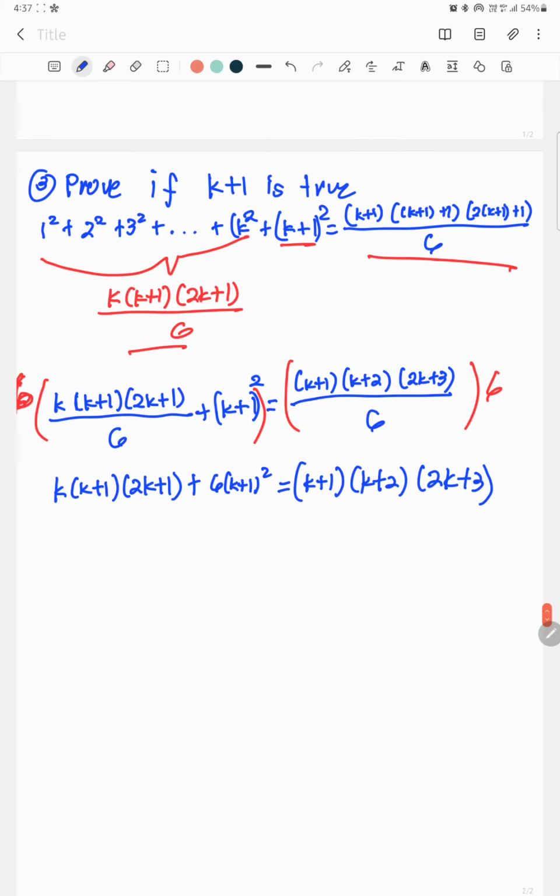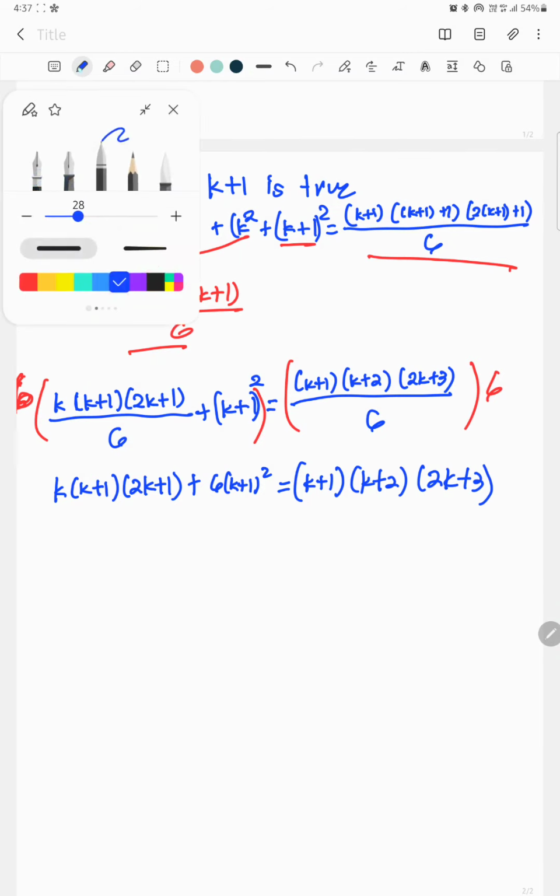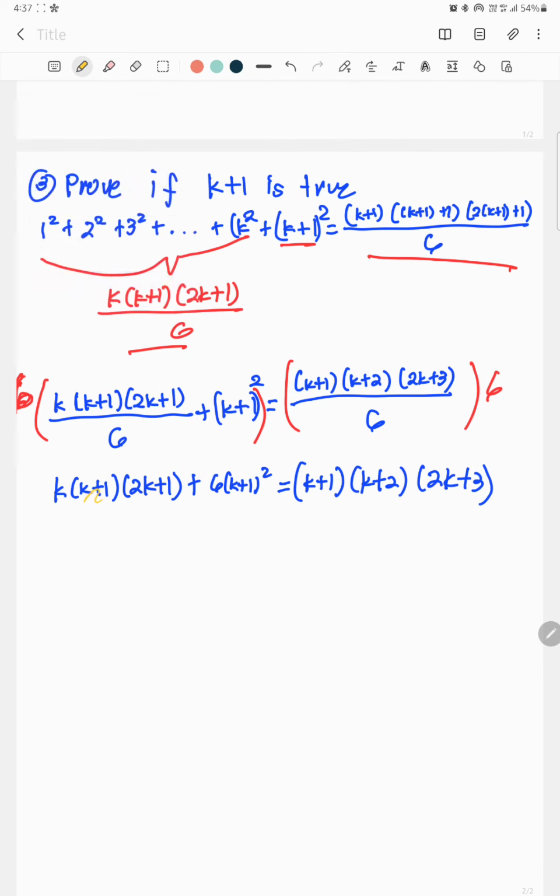Okay. So at this point, we can now cancel the terms that are the same on both sides. As you can see, let's analyze that. There are k plus 1 here and k plus 1. So you can cancel k plus 1 here. There's a remaining k plus 1 here, and then this will be gone. So what is left? We can now write what is left there. What's left is k, then 2k plus 1, plus 6 times k plus 1, is equal to k plus 2 times 2k plus 3.